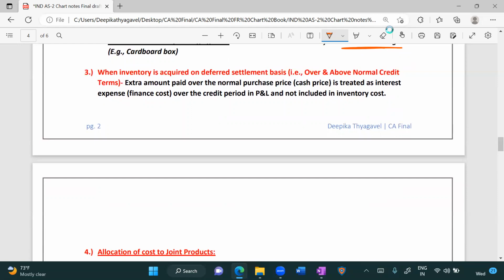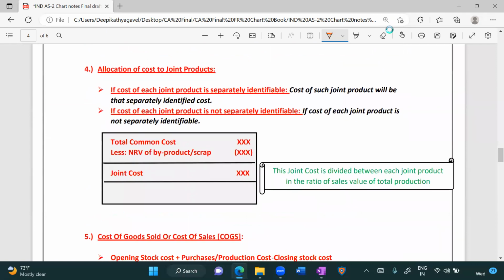So the excess amount that you pay is nothing but your finance cost. In simple words, it's your interest. The extra amount which is paid over and above the normal purchase price is treated as interest expense or finance cost over the credit. So it is treated as a finance cost, and you will take it to your P&L, and it will not be added to the cost of inventories, right? It's a similar treatment as we do in PP.